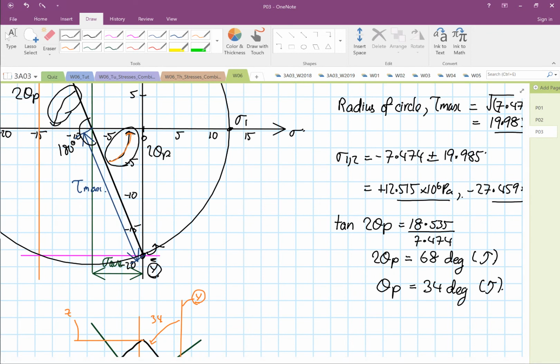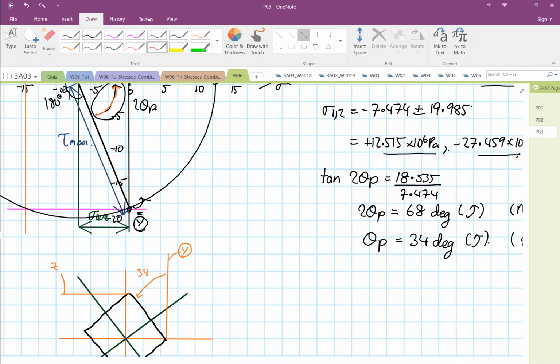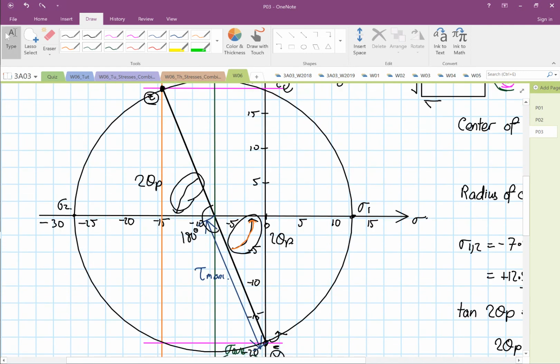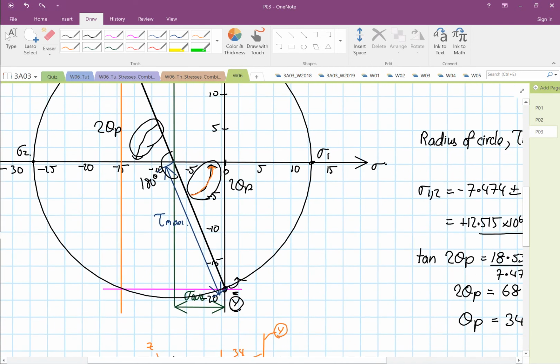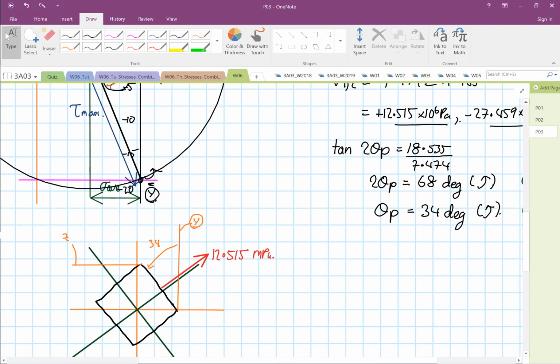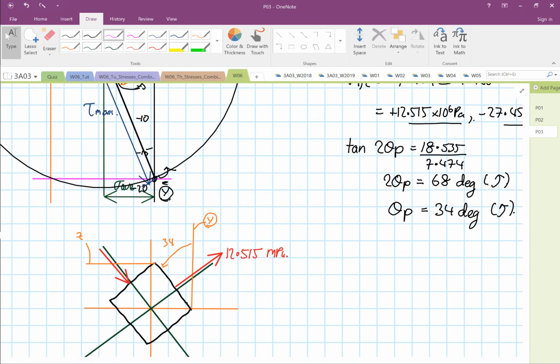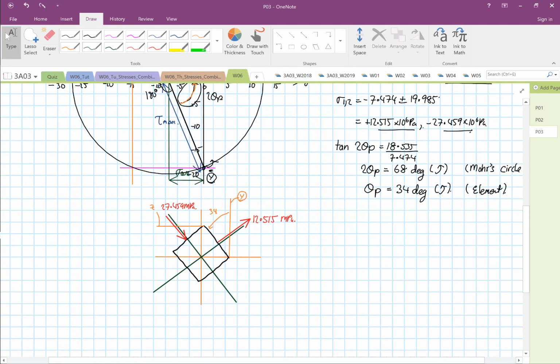It's stress 1. So stress 1 value is positive, so you're going to have a tensile stress. And if we have calculated this value, it will be 12.515 megapascal. And the other point, from Z, again rotate anti-clockwise by 68 degrees, which is 34, is going to have a compression. Alright, compression of 27.459 megapascal. Okay, so this is how your element looks on the principal plane.